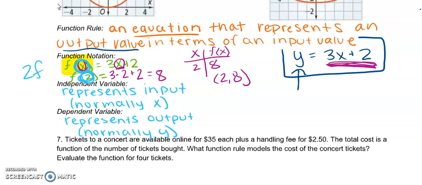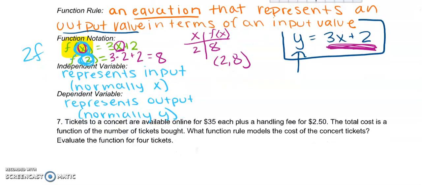We've already talked about independent and dependent variables. Independent represents your input, that's your x, that's your domain. Dependent represents your output, that's your y, that's your range.